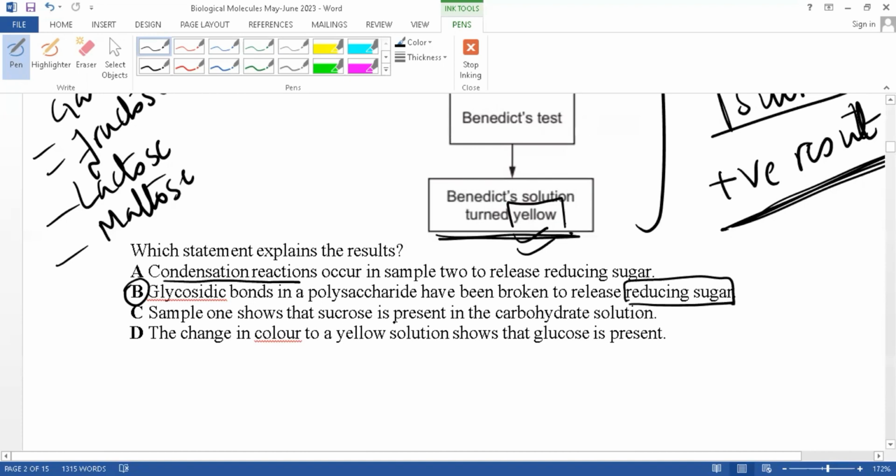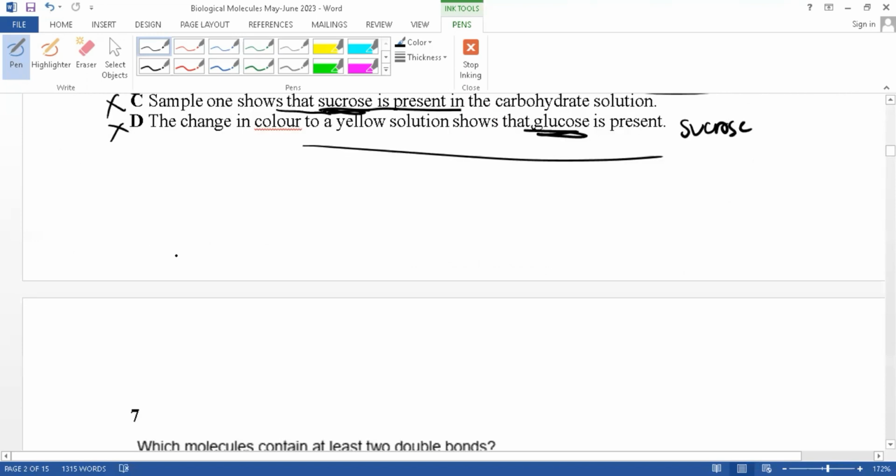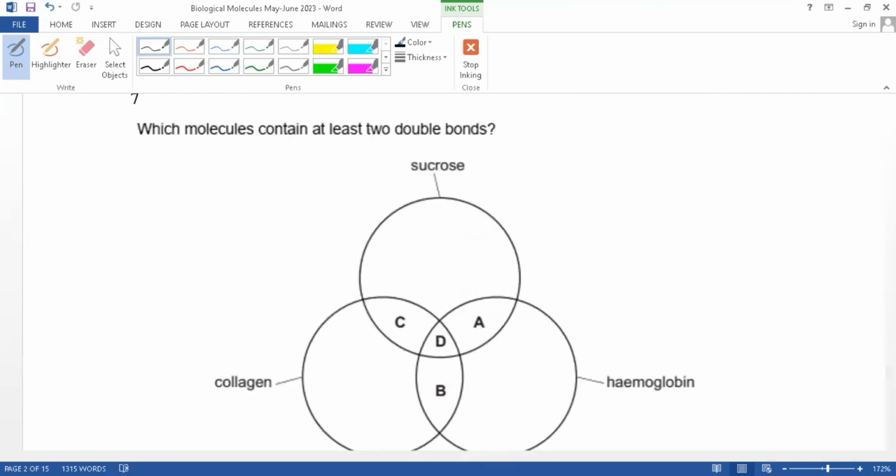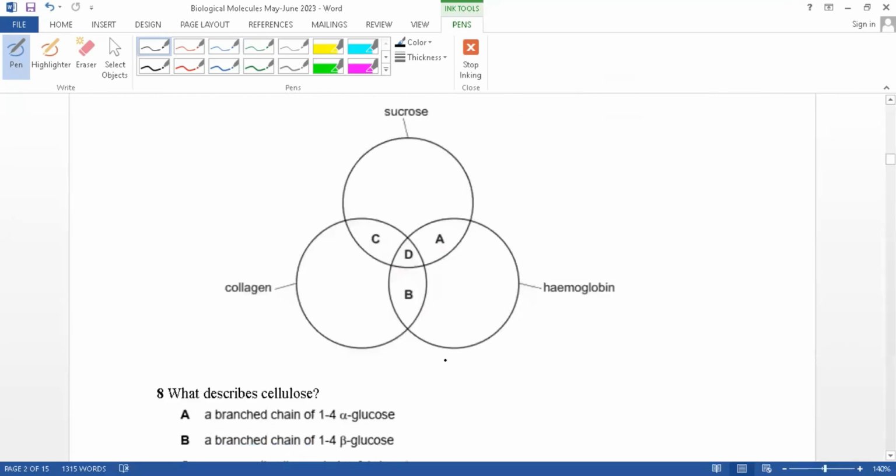Sample 1 shows that sucrose is present. That is wrong. Sample 1 shows that neither sucrose nor reducing sugars are absent. That is what they are telling. The change in color to a yellow solution shows that glucose is present. No, it shows that sucrose is present. So that is also wrong. They are all wrong.